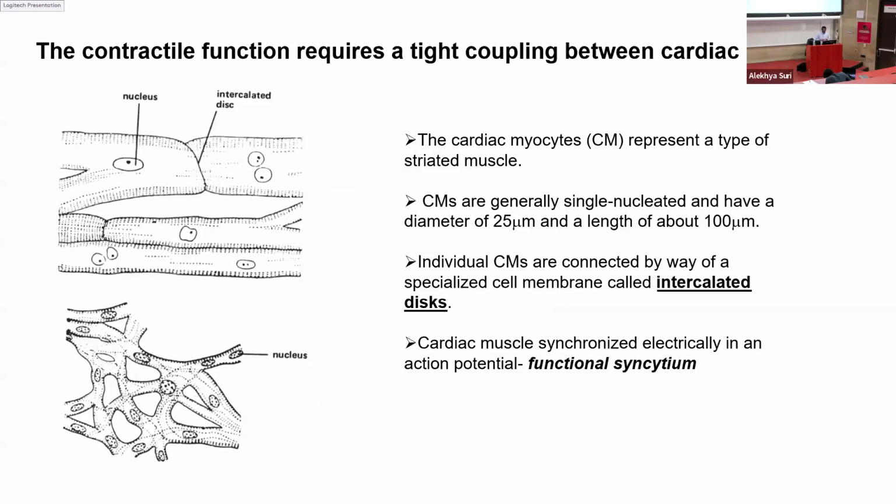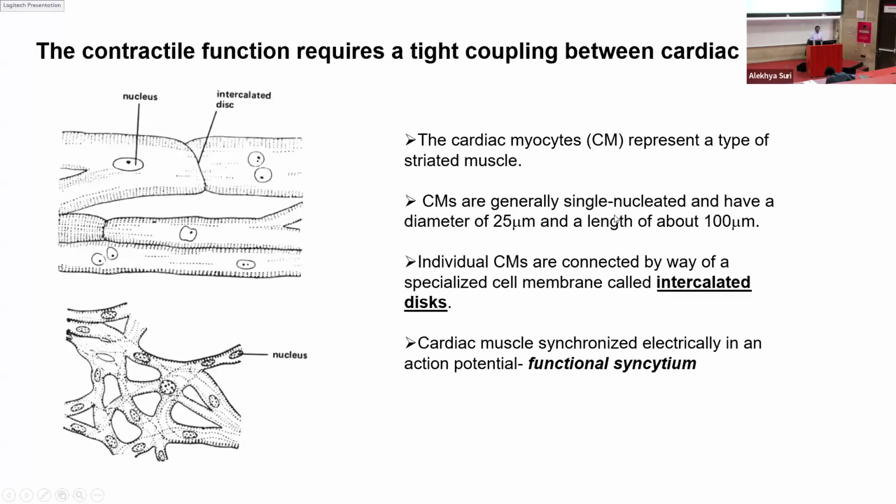If you look at the cardiac muscle, the cardiac myocytes are connected to each other. This is different from skeletal muscles. If you studied skeletal muscle, you would probably know that skeletal muscle cells fuse together and form a myotube. In cardiac myocytes, they don't fuse together, but they are connected by a specialized membranous structure called intercalated discs.